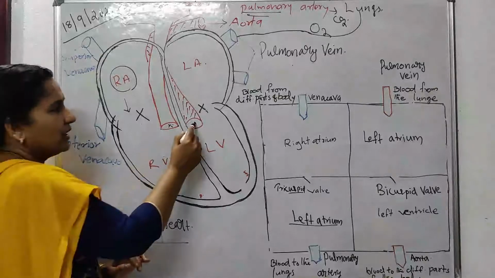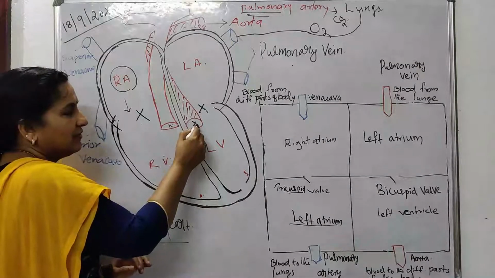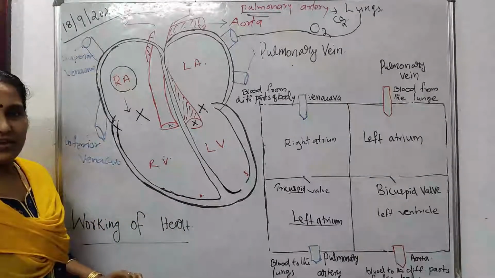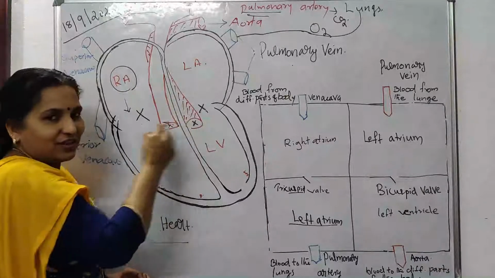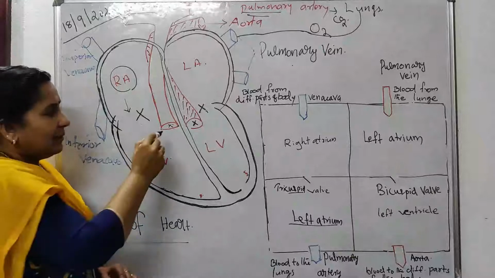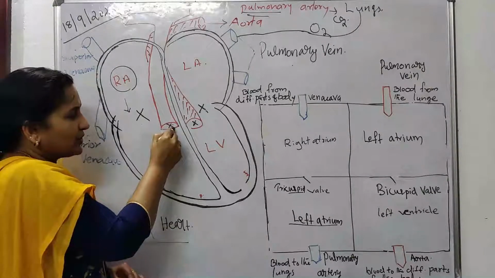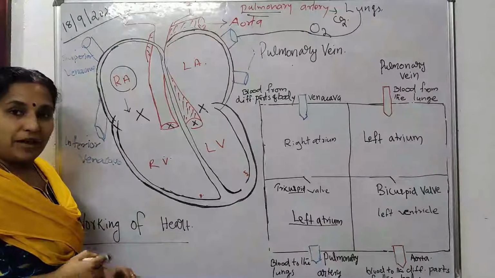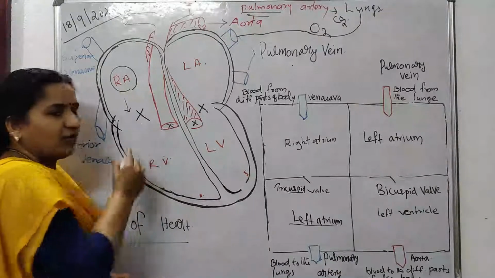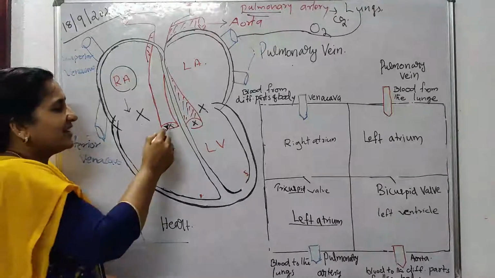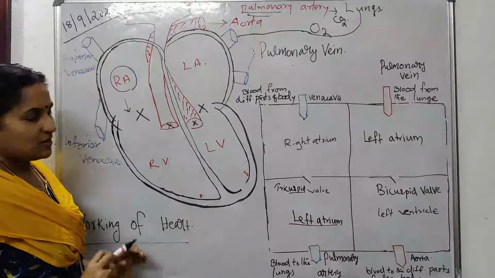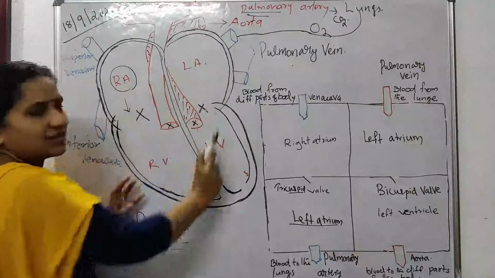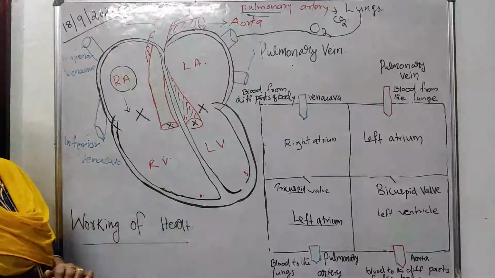Here, in the aorta there is a valve present that is known as aortic valve, so that there is no backward flow. Similarly, the pulmonary artery also possesses a valve named pulmonary valve that closes so that there is no backward flow. So this is the actual function of the heart.